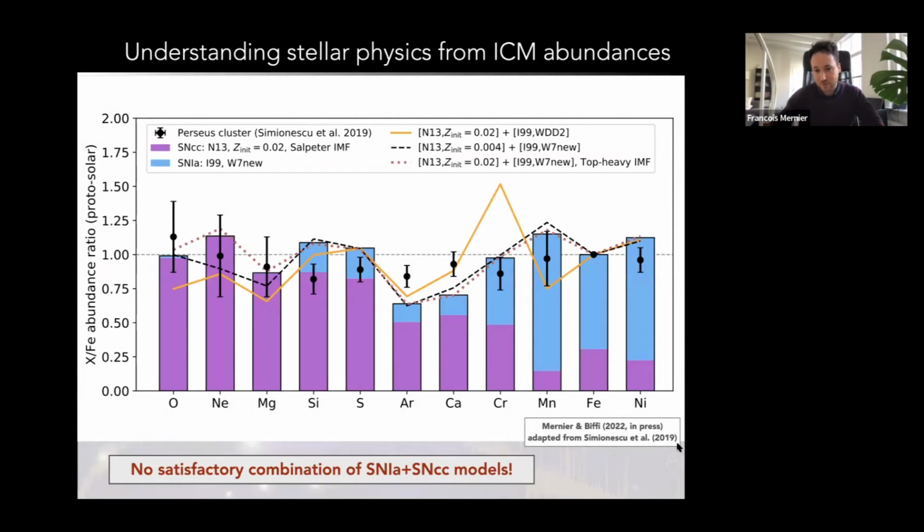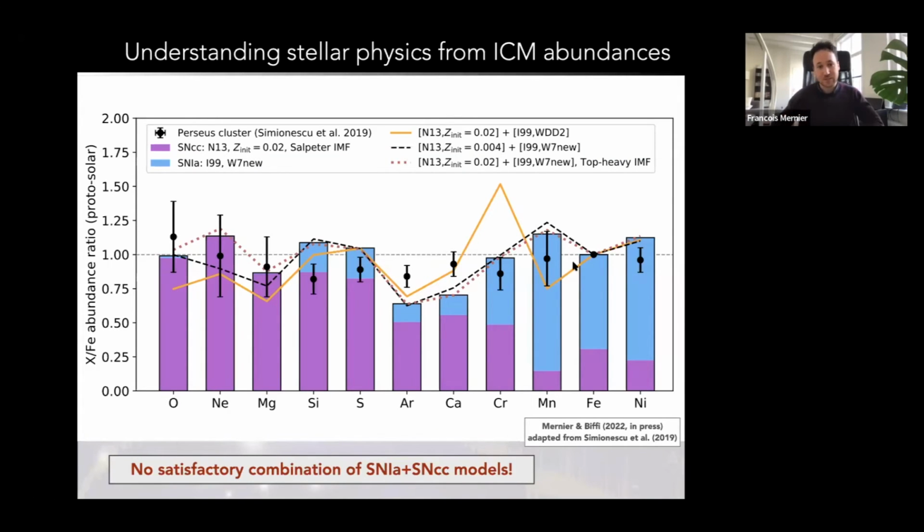This is from a very nice paper by Aurora Simionescu. You can see that the best model would be a model with an initial metallicity of 0.02, so typically solar metallicity, with a Salpeter IMF, and a deflagration model for type 1a supernovae. And of course, you can apply different other combinations. You see that they fit the data a bit less.